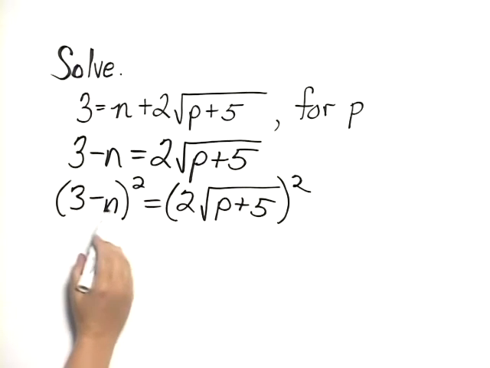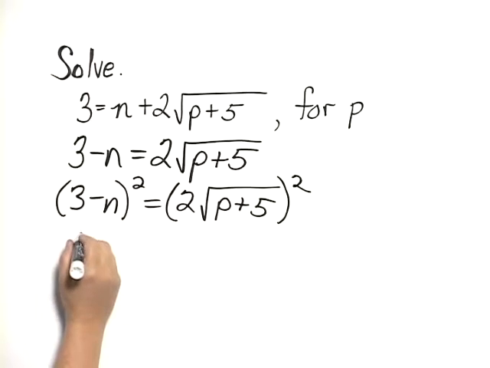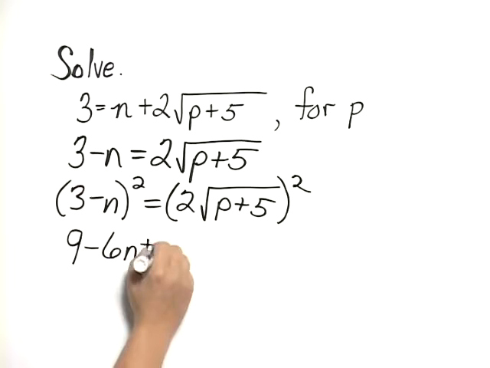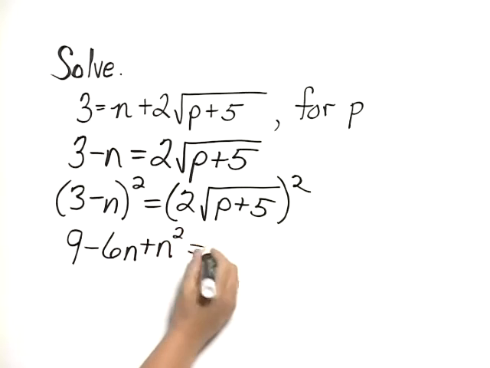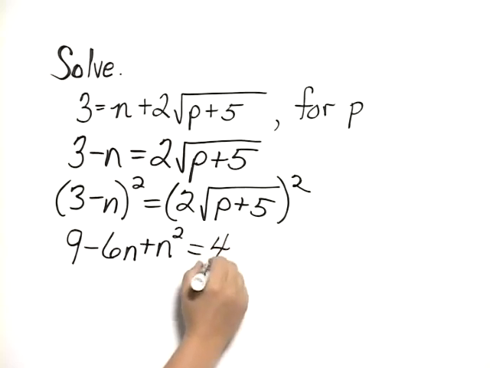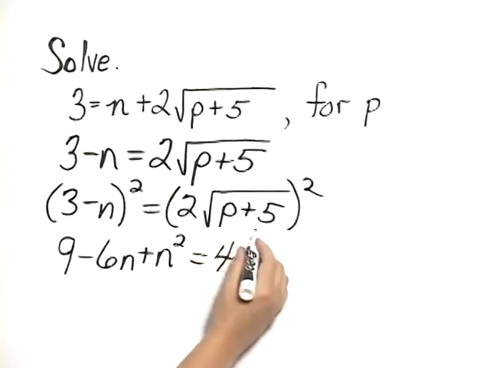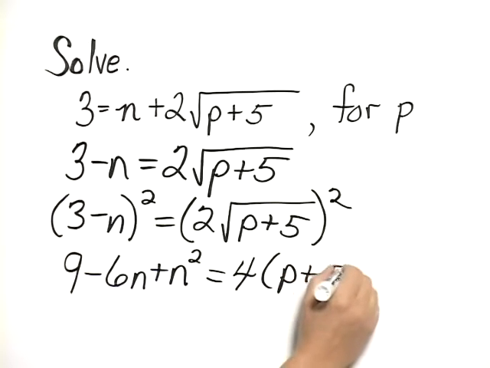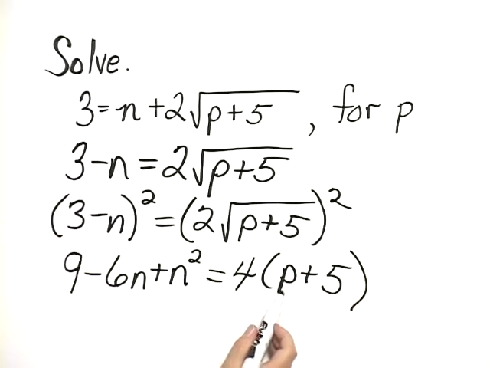When I square this, I'm squaring a binomial. So I have 9 minus 6n plus n squared. When I square this, I'm squaring a product. So I have 2 squared times the square root of p plus 5 squared, which is simply p plus 5. And notice now that the variable I'm trying to solve for is no longer under a radical sign.